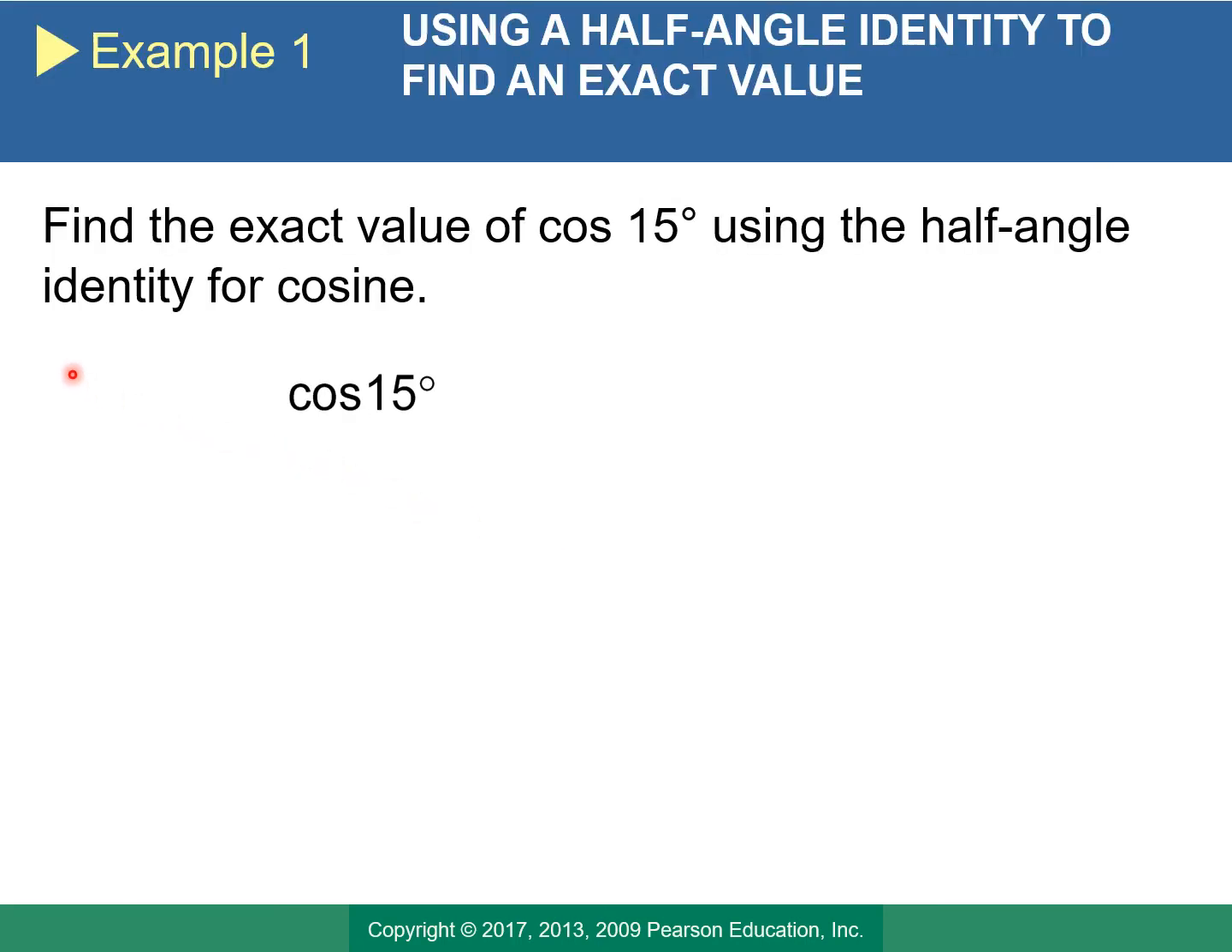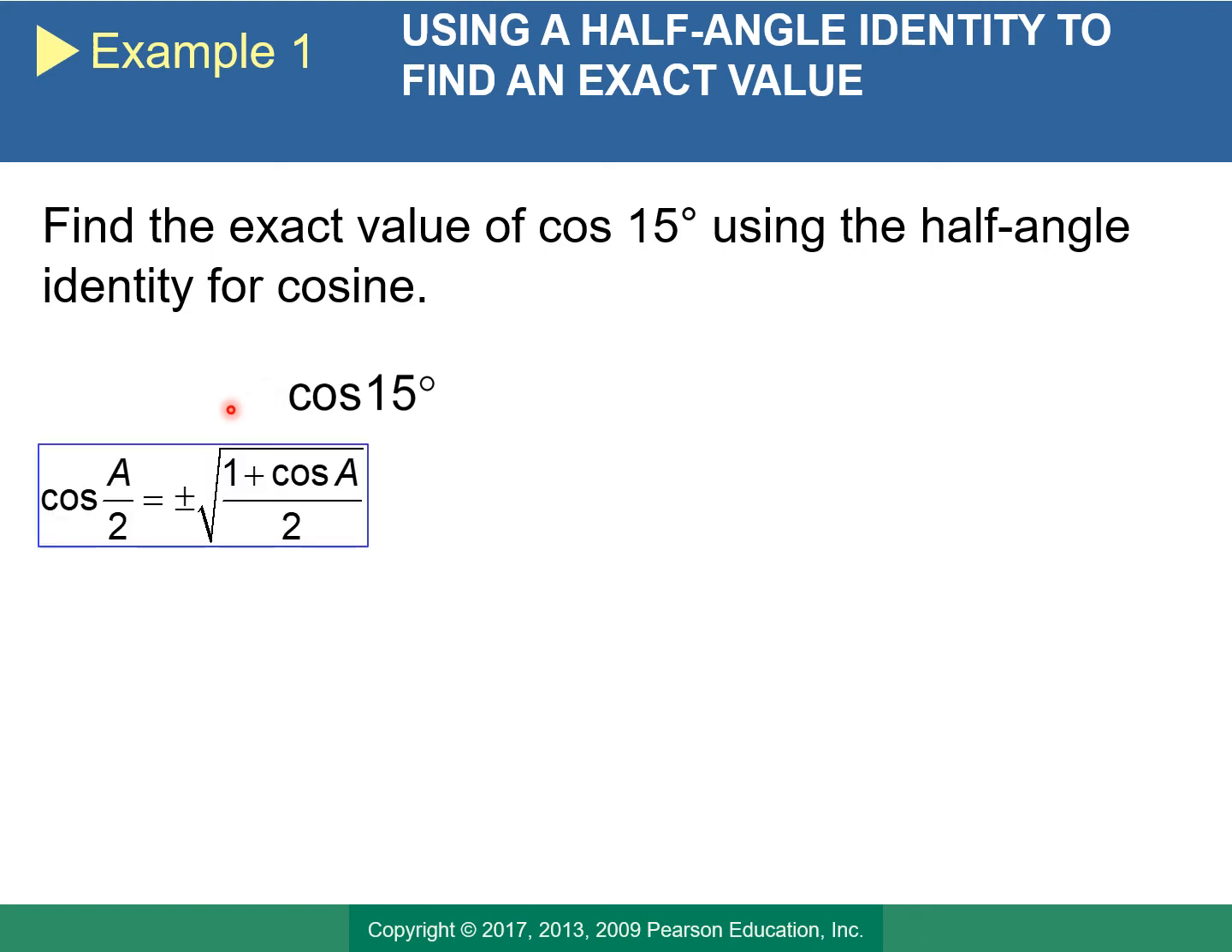For this first example, we're going to find the exact value of cosine 15 degrees by using a half angle identity. If you think about the exact value, we don't know the exact value of cosine 15. It's not one of the familiar ones on our unit circle, and if you type this in your calculator, it's going to give you a decimal approximation. So we're going to use our half angle identity, and 15 degrees is actually half of some angle A.